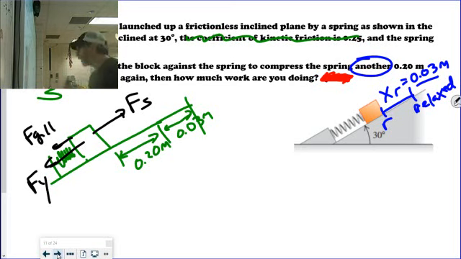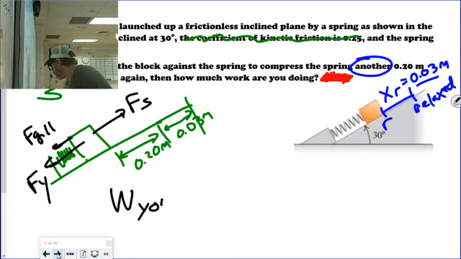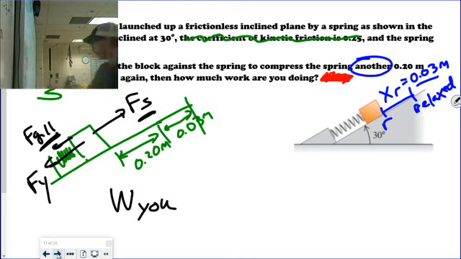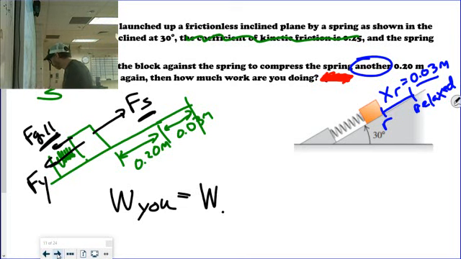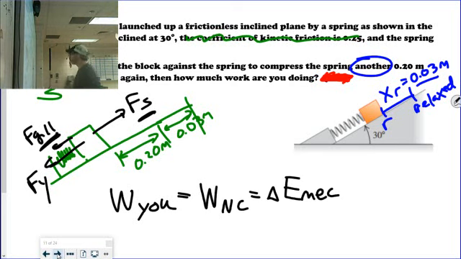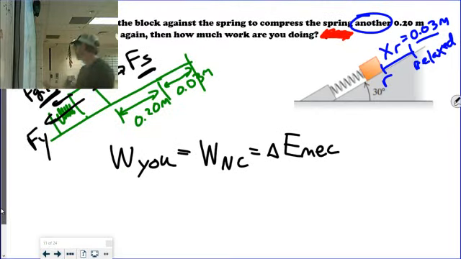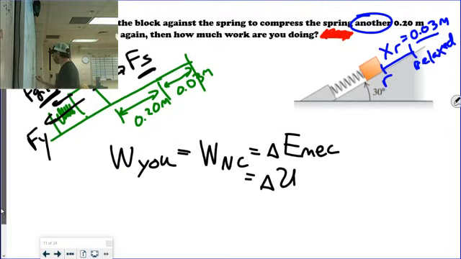So, check it out. We are trying to find the work that you do, okay? Well, that's a non-conservative force, right? What are the other forces? Well, there's the spring, that's conservative. And there's F_G parallel, also conservative. Oh, so the work that you do for this problem is the work done by non-conservative forces, because you're the only non-conservative force. Oh, well, that's got to be equal to our change in mechanical energy, right? Okay, well, so that is the change in potential energy plus the change in kinetic energy, right?